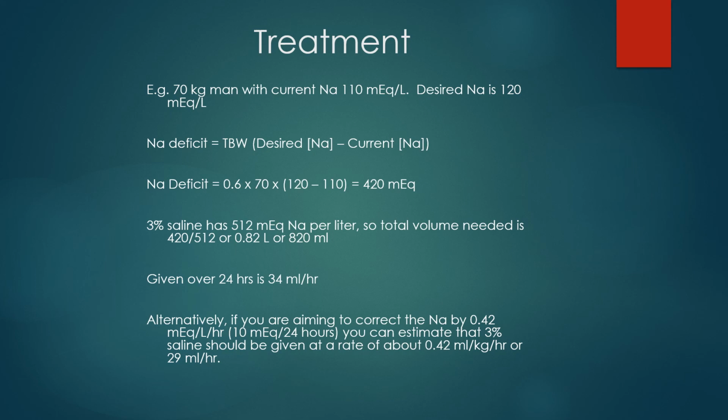If you calculate this the simpler way we just went over, you would divide the total number of milliequivalents of sodium you want to correct over 24 hours by 24, which would give you a 0.42 milliequivalents per liter per hour correction rate. So the hypertonic saline would be given at a rate of 0.42 mils per kilo per hour, or 0.42 times 70 kilos, giving you a rate of 29 mils per hour.